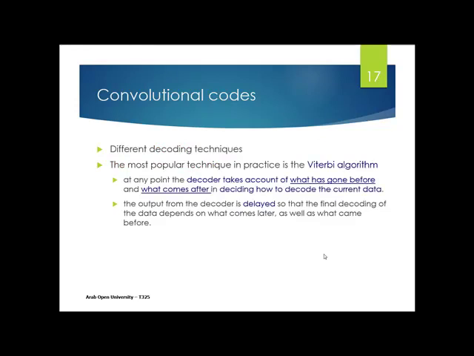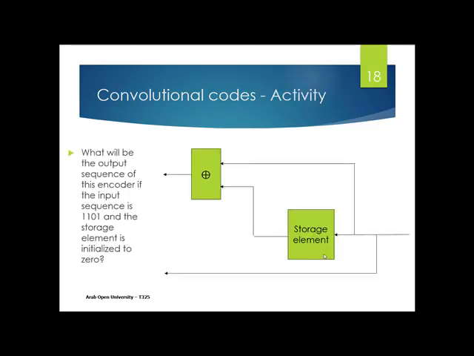Usually the encoding is straightforward. The decoding is a little bit more complex. One of the most popular techniques is the Viterbi algorithm, and in this mechanism the decoder takes account of what has gone before and what comes after when we decode the current data, and this is why there is some delay that is introduced. In order to simplify the concept of convolutional code, we're going to see a very basic convolutional encoder as part of the activity we're going to see next.